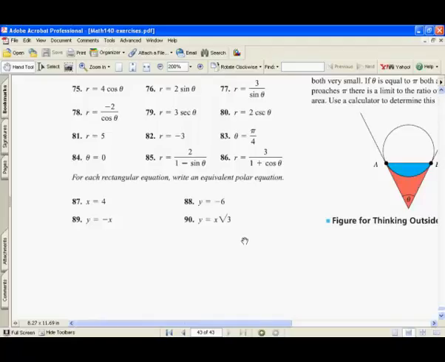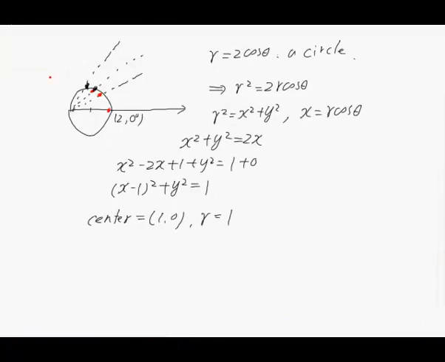Now let's look at one example in which we convert a rectangular equation to the polar equation. Let's look at problem 88, page 639. In problem 88, we have y equal to -6. And we know this is the equation, and the graph is a line, right? So it's a horizontal line.